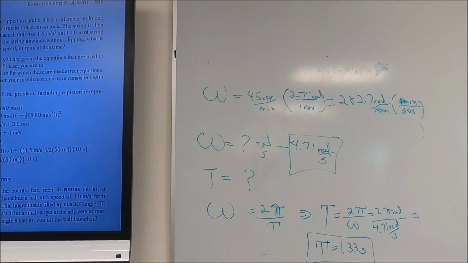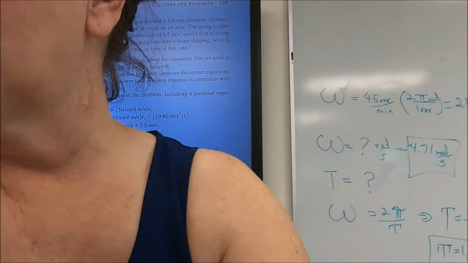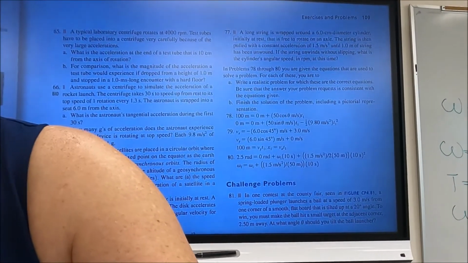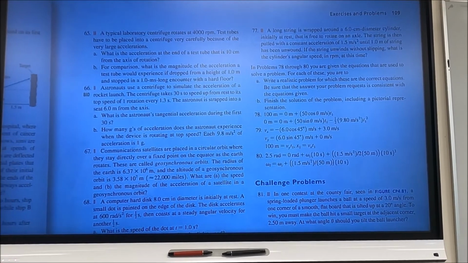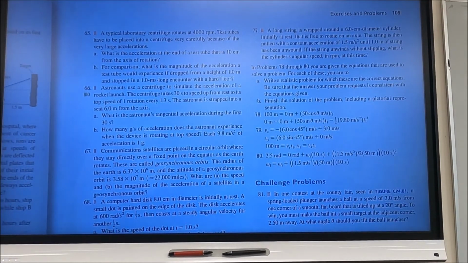It says a typical laboratory centrifuge. Well, let me show you the problem. Yeah, guys, there's a lot of moving parts here. It says a typical laboratory centrifuge rotates at 4,000 RPMs. The test tubes have to be placed into a centrifuge very carefully because of the very large accelerations. What is the acceleration at the end of the test tube that is 10 centimeters from the axis of rotation?